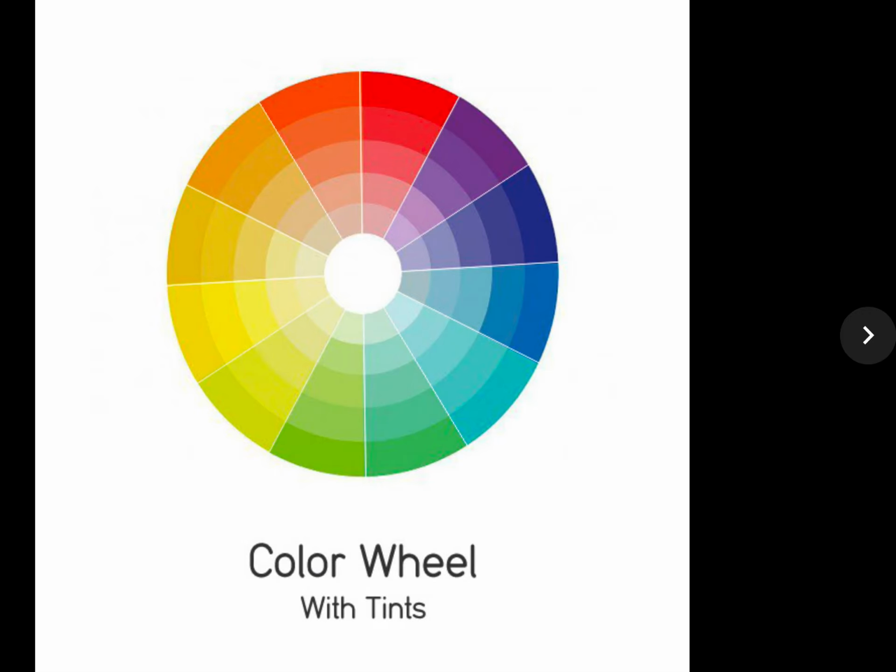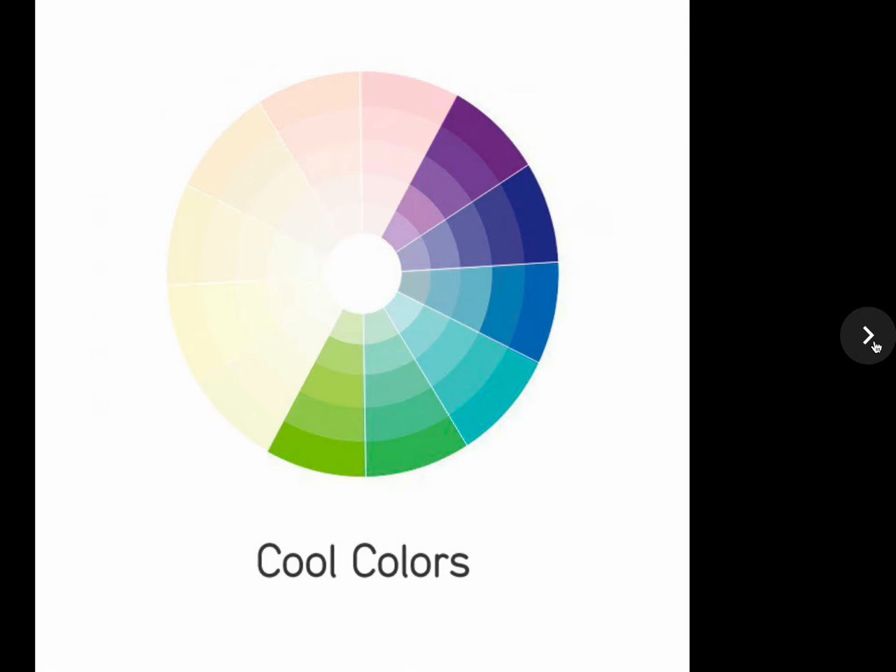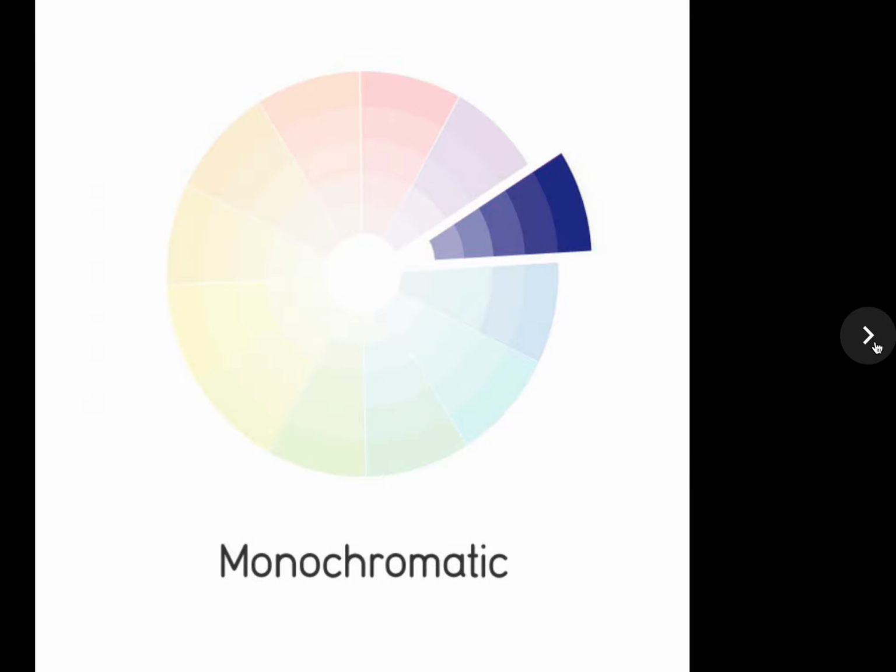So here we have the color wheel with tints represented in a circle. And it gets broken down in a number of different ways, a number of different understandings and ways to use it, and a number of different attributes. So one of the main attributes we think of when we think of a color wheel, or when we think about looking at colors, are warm colors versus cool colors. And then you can break the color wheel down into different patterns and choose different palettes from that.